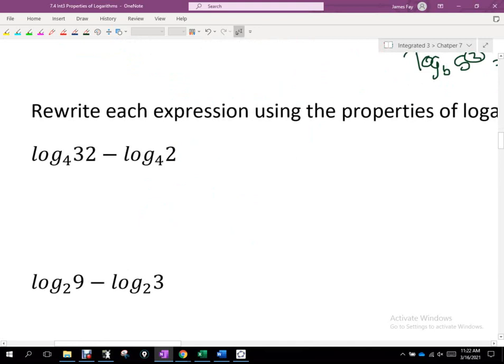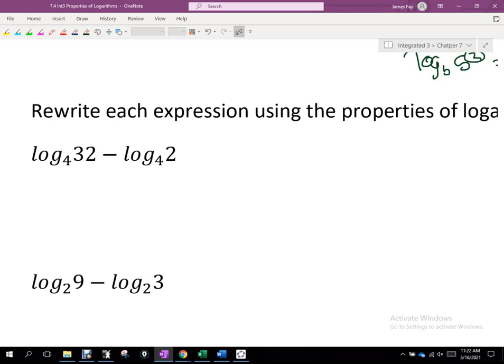Now the key thing we need to pay attention to is that this can only be done if the bases are the same. So if I have log base 4 of 32 minus log base 4 of 2, this is going to work. We can do it. But if I had log base 5 of 32 and log base 10 of 2, because the bases were different, you can't do anything.